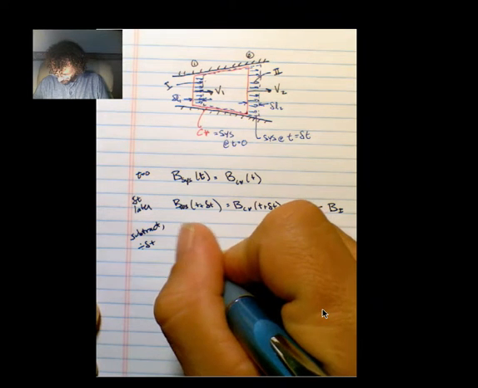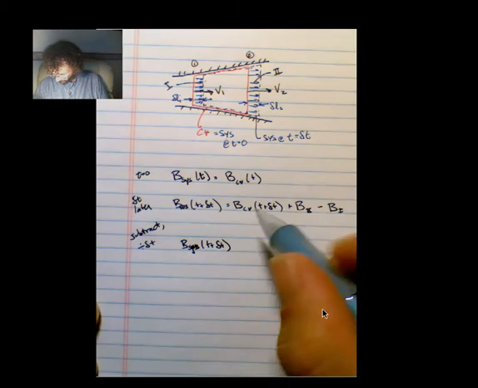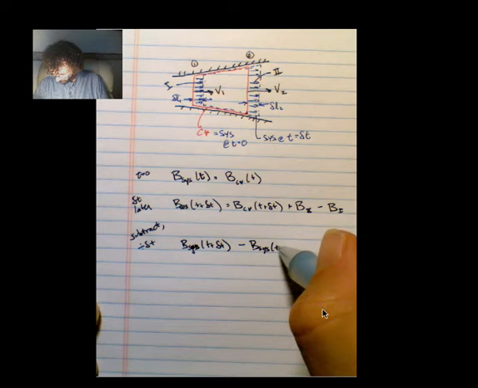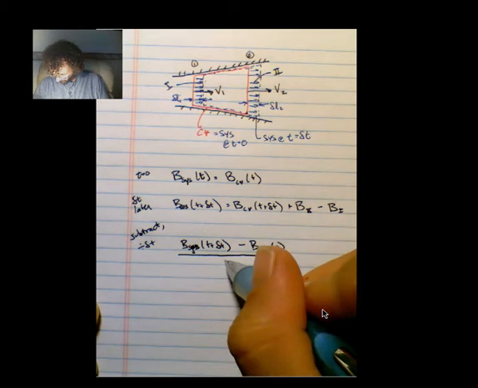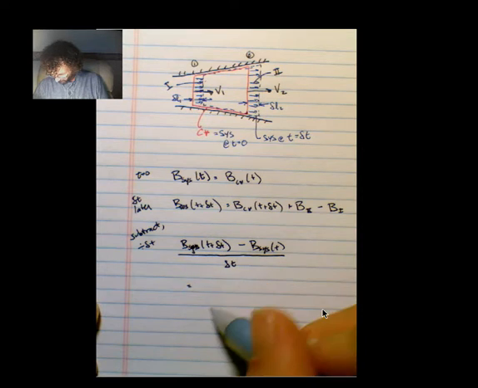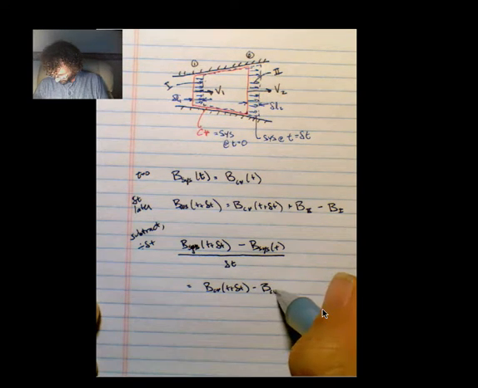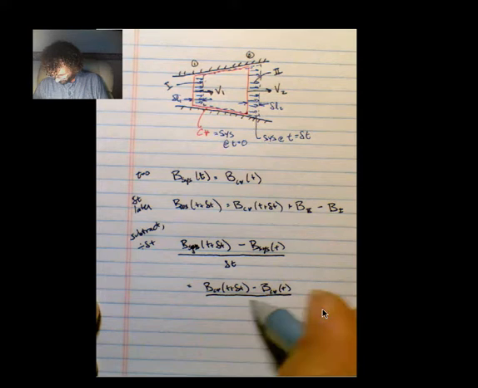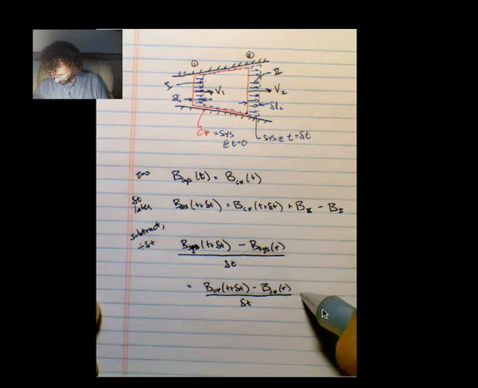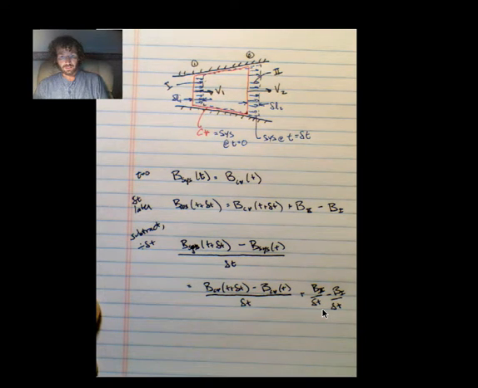And then what we can do is subtract these and divide by delta t. And so we end up with B system at t plus delta t minus B system at t, all over delta t, is equal to B control volume at t plus delta t minus B control volume at t, over delta t, plus B2 over delta t minus B1. That's supposed to be B2 over delta t.